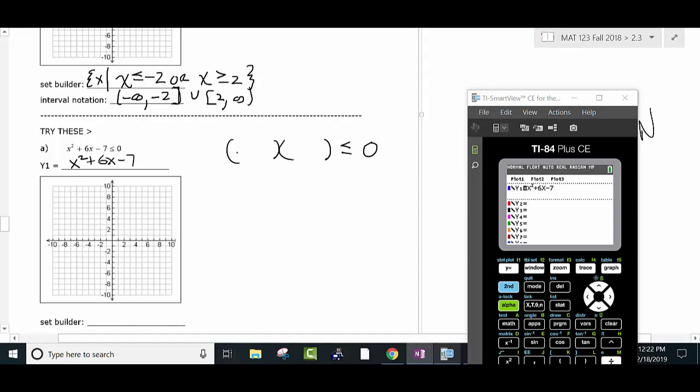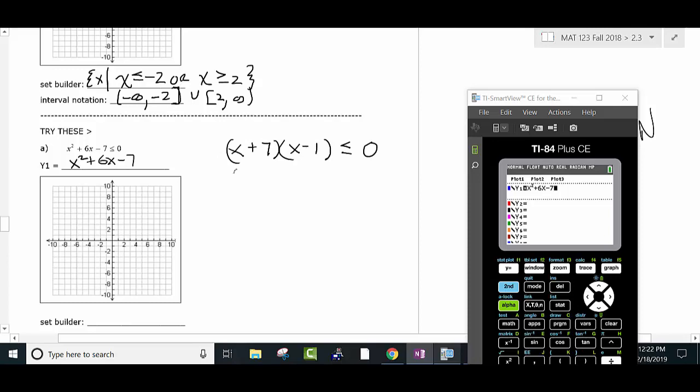Okay, has anybody got their x-intercepts yet? -7 and 1. -7 and 1. Okay, how did this factor? You got x and x, 7 and 1, with a plus and minus. Okay, that's how you should have factored that.